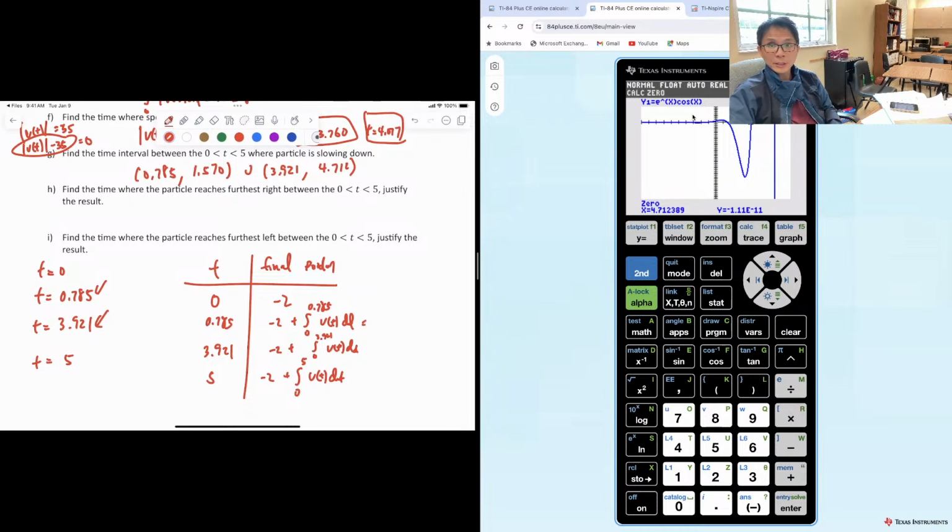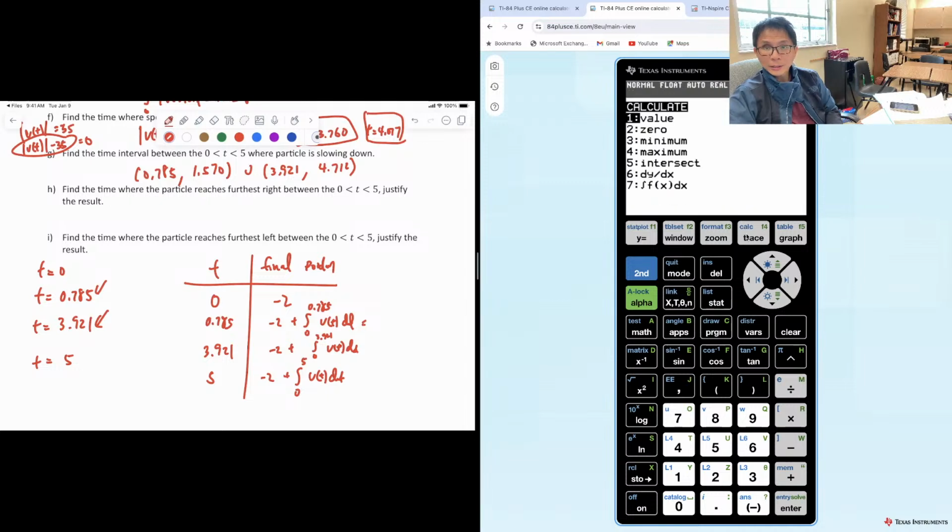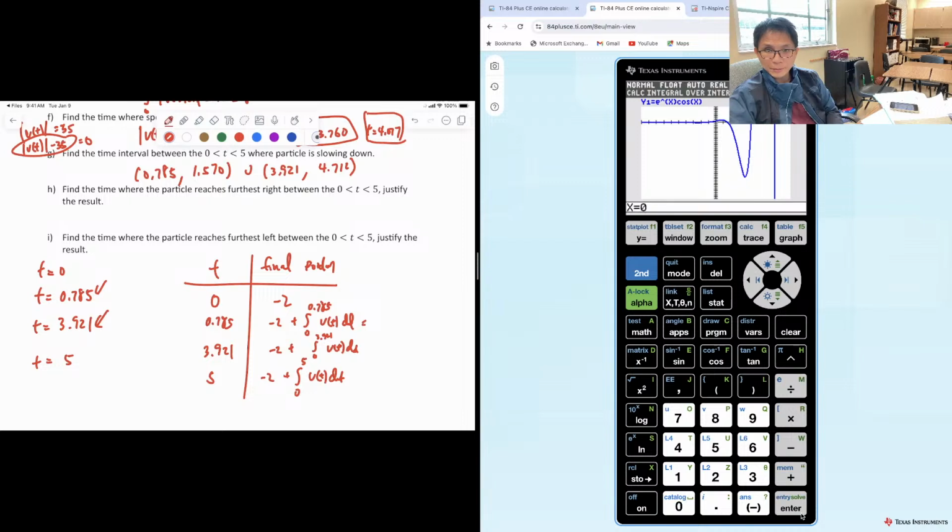Okay, so I'm going to show you here. So I'm going to do second calc, and I'm going to go 7. Why? I'm just going to show you the area. So lower limit between 0 to 0.785. So that is going to give you 1.05, but you subtract the 2. So it'll be what? Negative 0.95, right? Is that okay? Yeah. Now that's that small area.